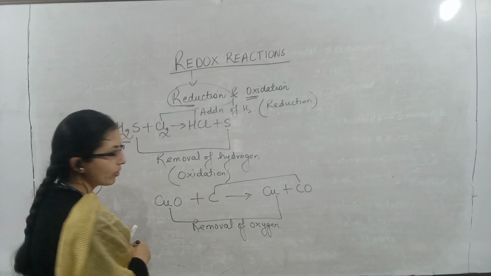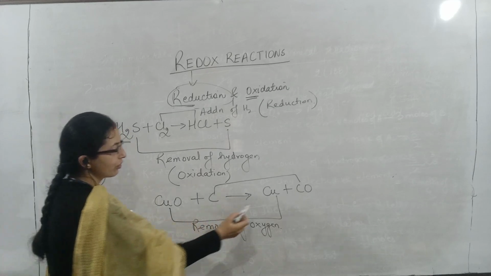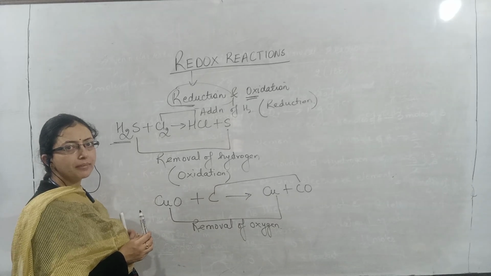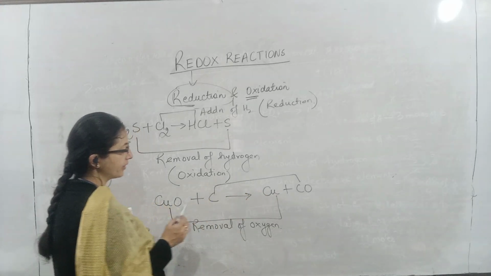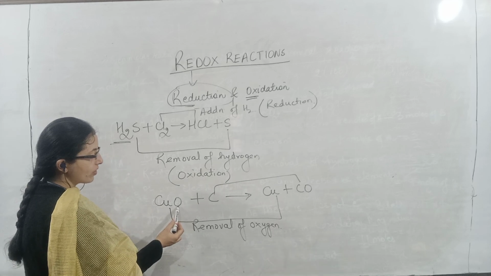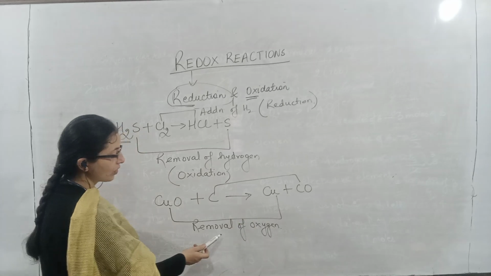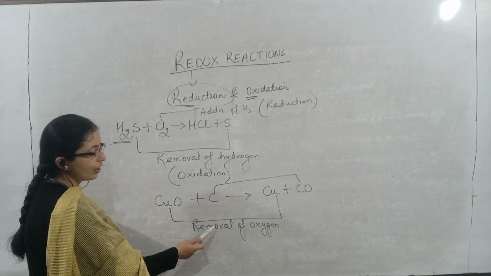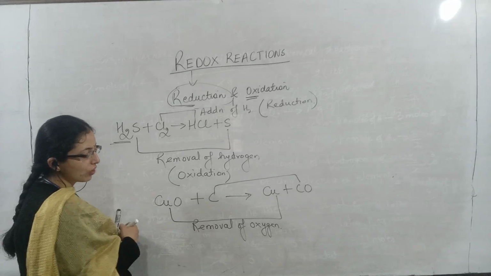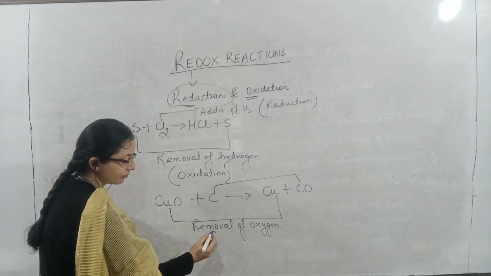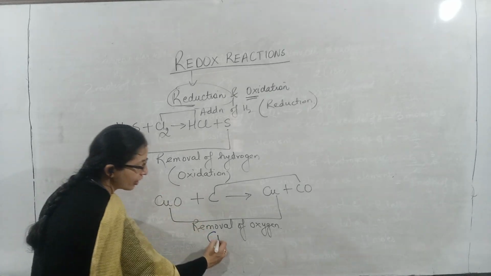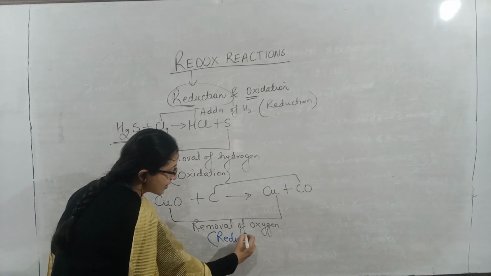So copper oxide is converting to copper and carbon is converting to carbon monoxide. So as we can see copper oxide से copper कैसे बन रहा है? Oxygen is being removed. ठीक है, removal of oxygen को हम क्या बोलते हैं? If the oxygen is removed, we call it as what? Addition of oxygen is oxidation. Opposite क्या होगा? Reduction. So this is reduction.